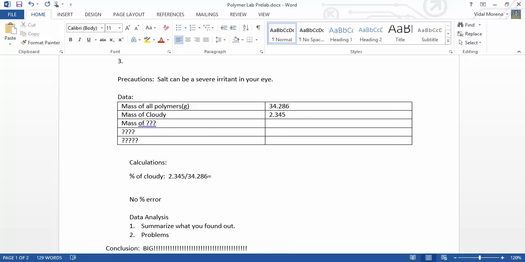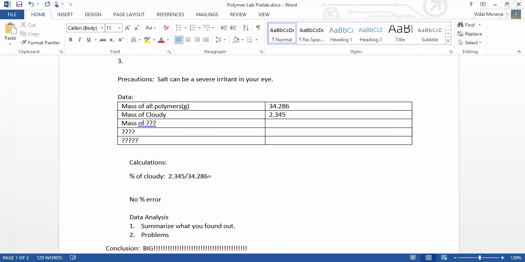Would you have percentage error on this? No. How can there be percentage error if there is no true value? Just like if we happen to get a different number for the grams per polymer than you gave us, everyone's going to be different.